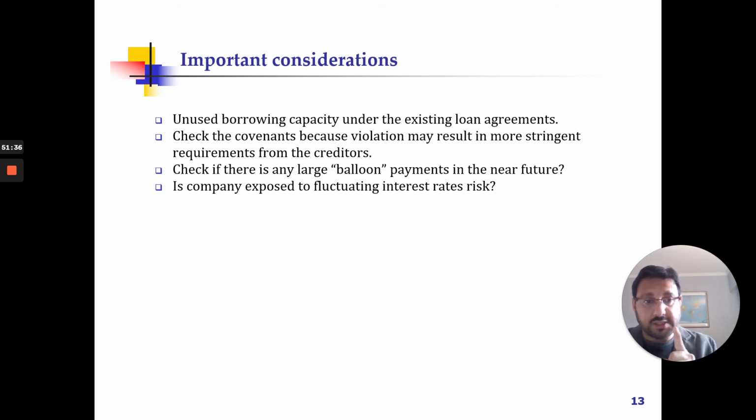Again, this is the fiscal year 2019 statement which was issued in the 2020 10K, right? So if it is fiscal year 2019, it is not issued in 2019, but once fiscal year 2019 ended, then in 2020 these 10K statements were issued. And also see whether the company is exposed to fluctuating interest rates. If there is a fluctuating interest rate, then there is more risk.